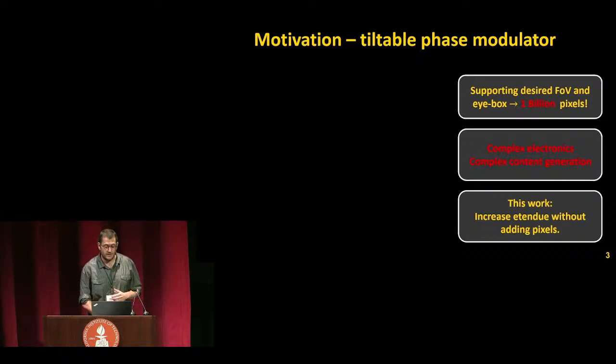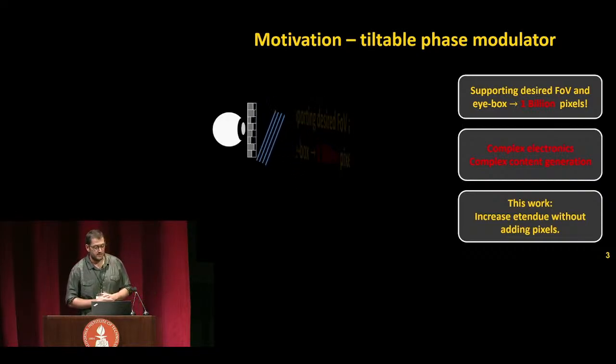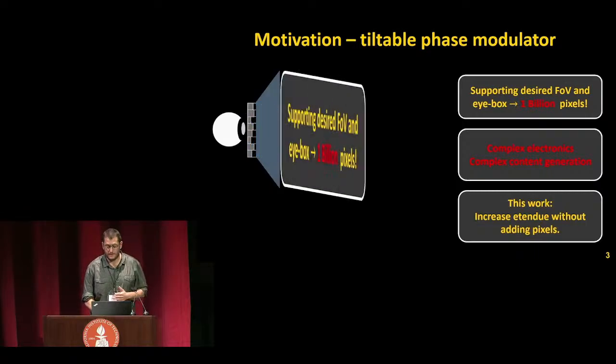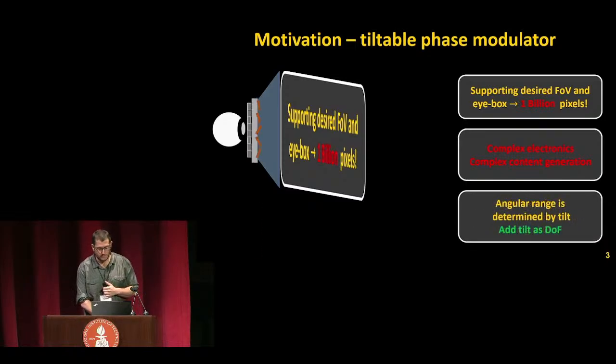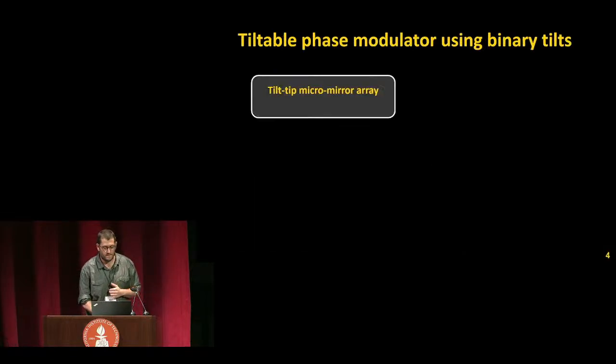Now, if we examine our setup and illuminate it with plane waves coming at different angles, we can generate images at different parts of the field of view. This means that effectively, by introducing different tilts to generate pixels, we can change the angular range of our display. We suggest building pixels which can tilt, increasing the etendue of our system. We built a prototype of tiltable phase modulators and demonstrate some of its uses.